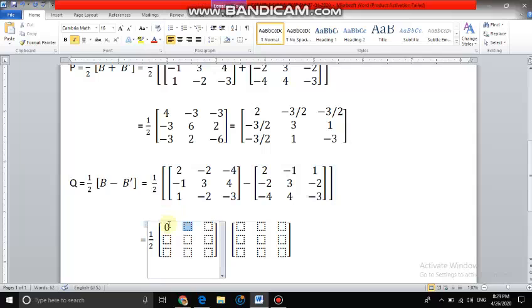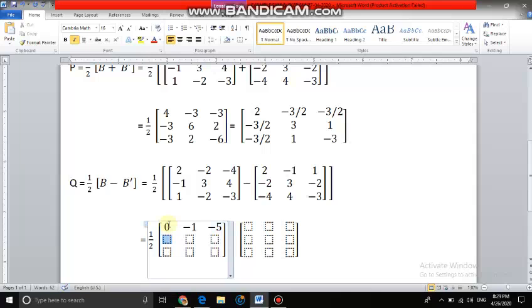Then minus 2 minus 1, minus of minus 1 is plus 1, so it will be minus 1. Minus 4 minus 1 is minus 5. Then minus 1 minus of minus 2, it will be plus 1. Then 3 minus 3 is 0. 4 minus of minus 2 is 6. 1 minus of minus 4 is 5. Minus 2 minus 4 is minus 6. And minus 3 minus of minus 3, so it will be 0.